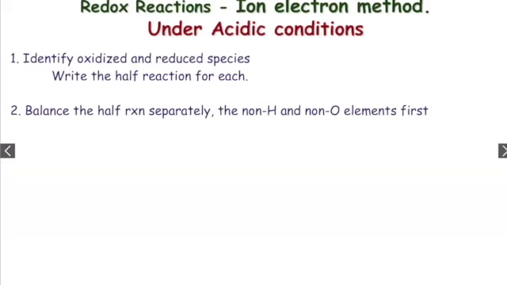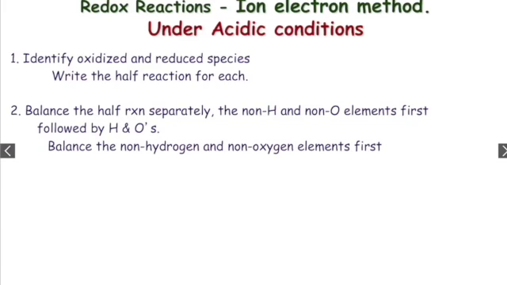Then you're going to have to balance the half reactions separately. Concentrate on one half reaction at a time. When you start balancing the half reaction, balance the non-hydrogen and oxygen elements first. That is, balance all other elements except for hydrogen and oxygen. You save that for the next step. So if there's 4 tin on one side, make sure you have 4 tin on the other side.